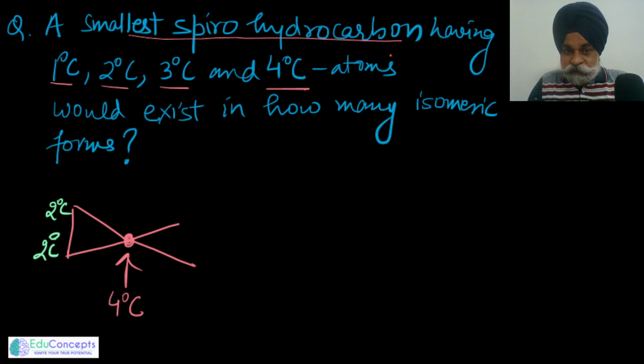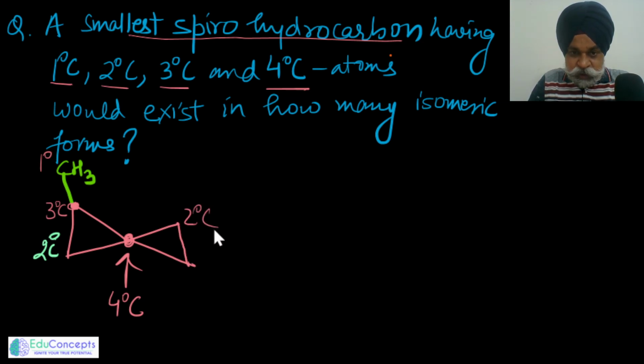Secondary is covered, quaternary is covered, and we have to bring in tertiary. How could I generate a tertiary one? If I place 1 carbon here, CH3, this would become tertiary because now it is joined to 3 carbon atoms, and this becomes primary. Why is methyl primary? Because it is attached to only 1 carbon, that is this one. And if I join these together, this is secondary, this is secondary.